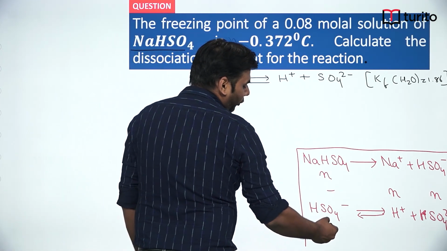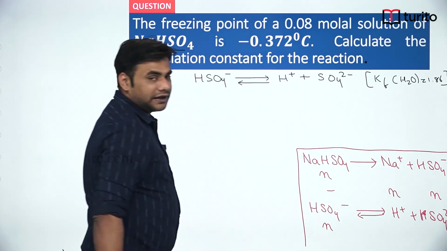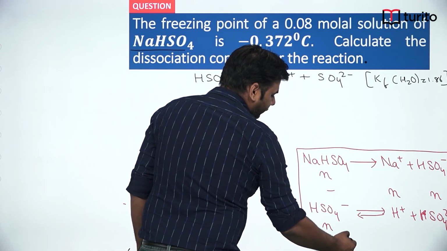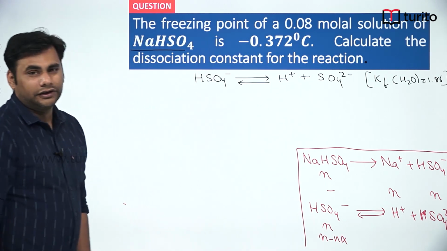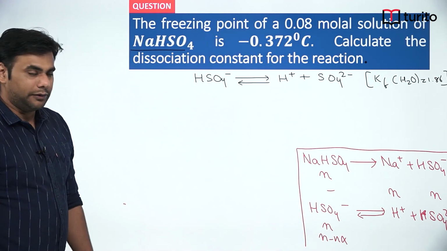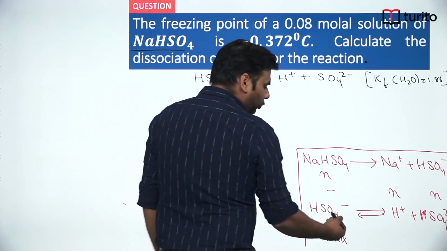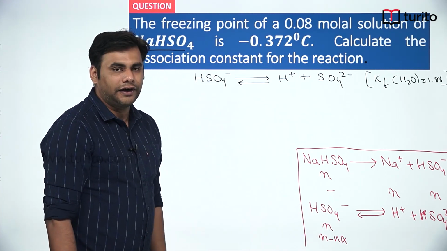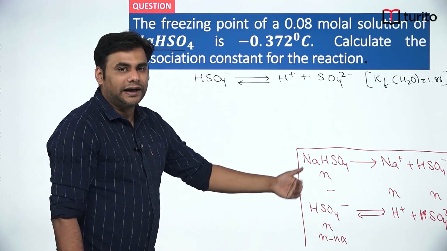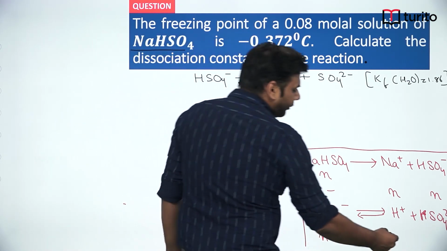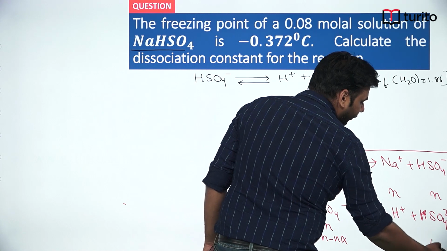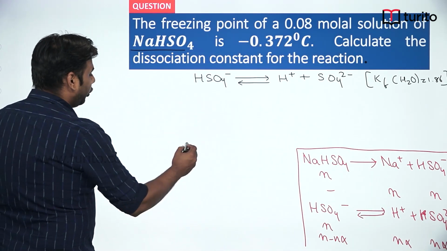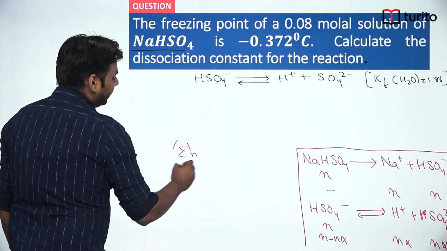So the initial number of particles of HSO4 negative is n. Let alpha be the degree of dissociation. So n alpha would dissociate. The leftover particles would be n minus n alpha. 1 mole of HSO4 negative forms 1 mole of H plus and 1 mole of sulfate ion, so n alpha moles that reacted would form n alpha moles of H plus and n alpha moles of sulfate ion.